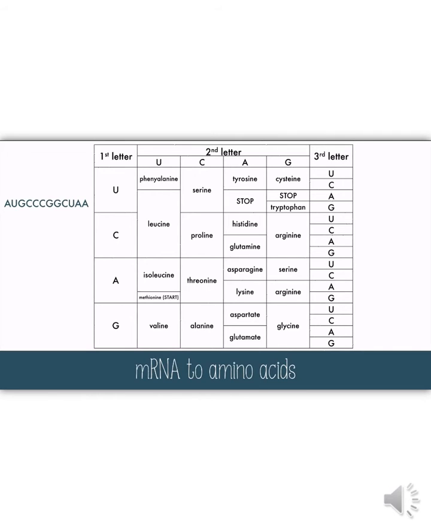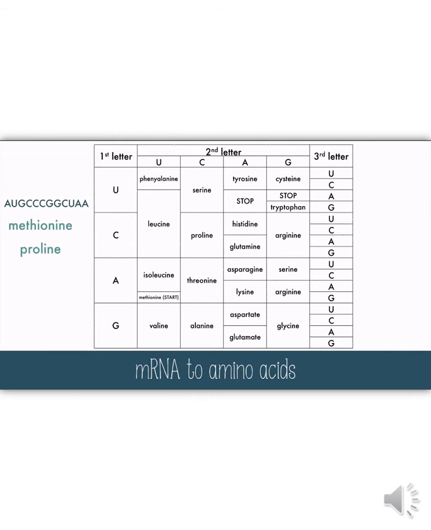The first letter is A, which narrows it down to this row. The second letter is U, which narrows it down to this column, and the third letter is G, which means that this is methionine, which is the starting amino acid. Next is CCC, which is the second row, second column, and second row on the right. But we don't even have to look at the third letter in this case, because every third letter will bring the same amino acid, proline.